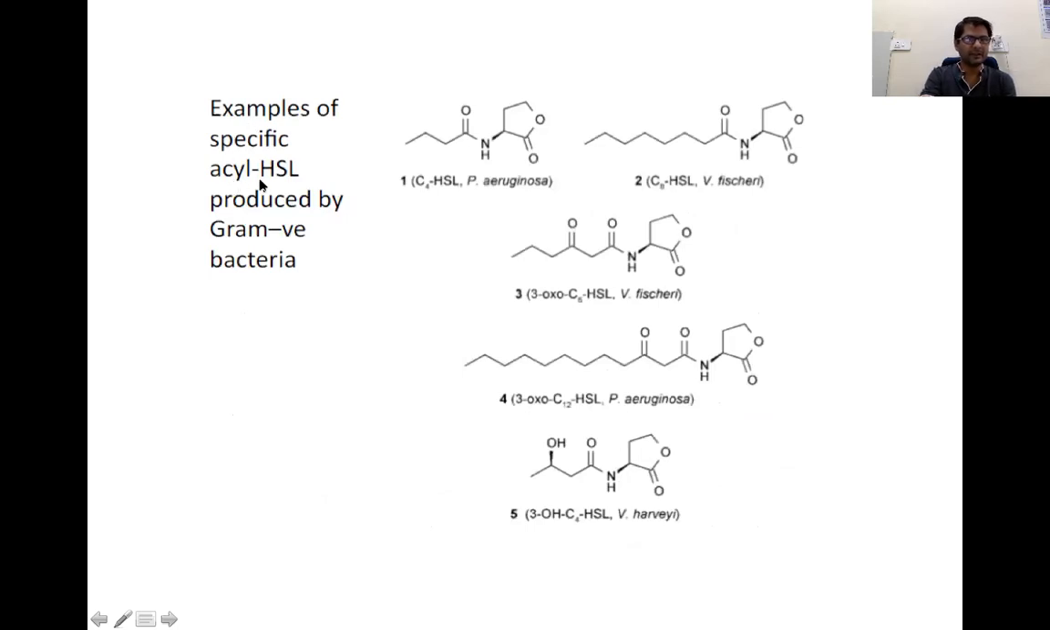Examples of specific acyl homoserine lactones produced by gram-negative bacteria. These are some of the different homoserine lactones, like C4 HSL, C8 HSL, and 3-oxo C6 HSL. These are in different bacteria. You can see C4 HSL is in Pseudomonas aeruginosa, C8 HSL is in Vibrio fischeri, 3-oxo C6 HSL is in Vibrio fischeri, 3-oxo C12 HSL is in Pseudomonas aeruginosa, and 3-hydroxy C4 HSL is in Vibrio harveyi. Right?